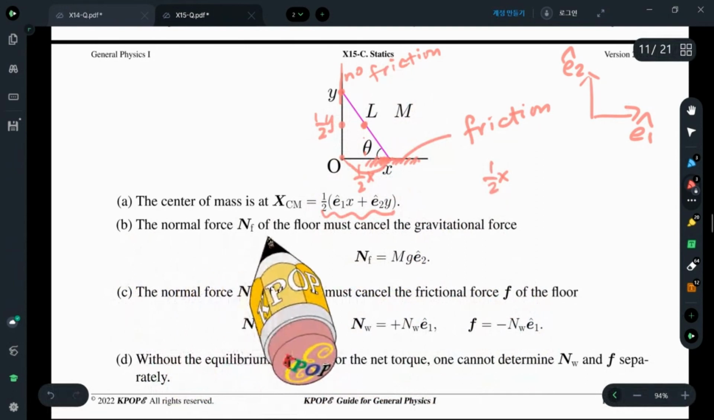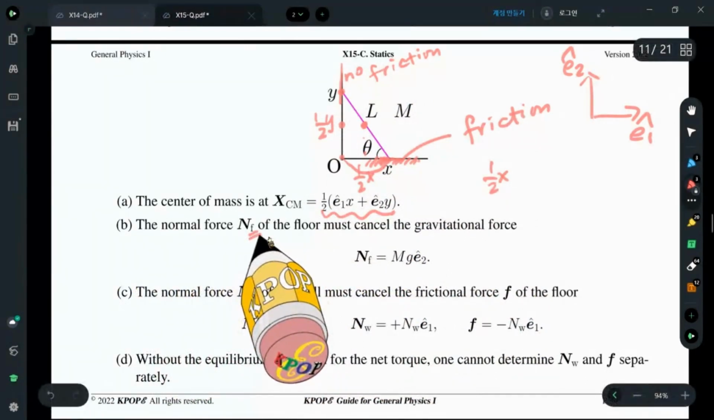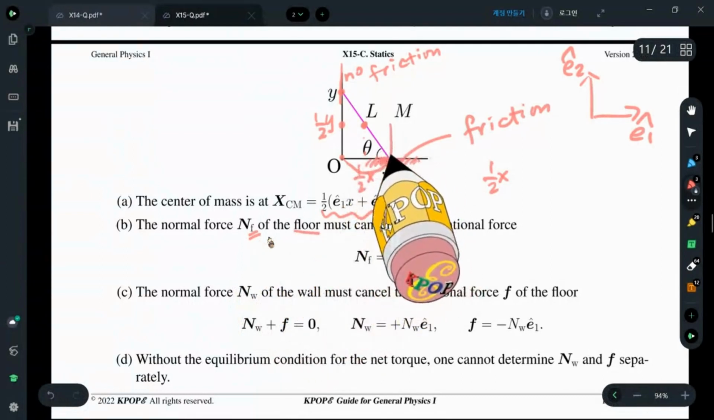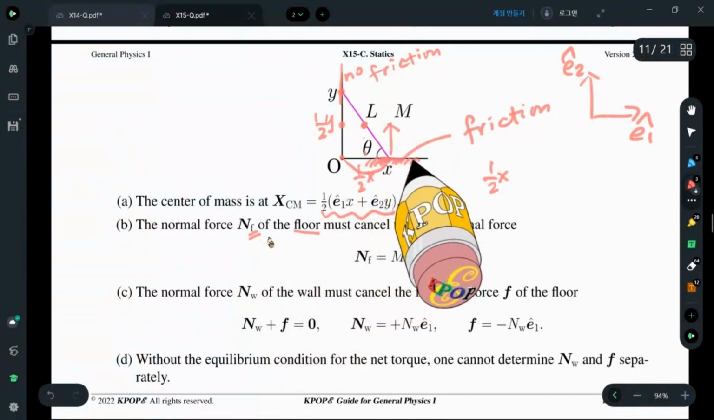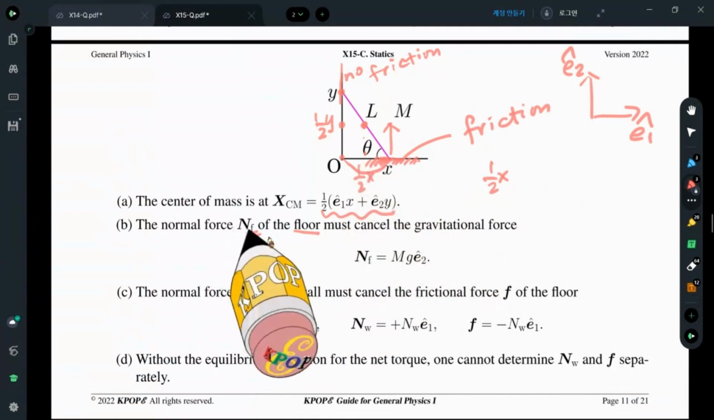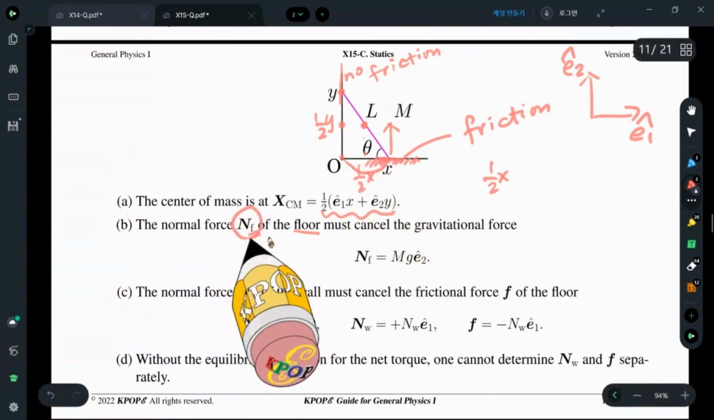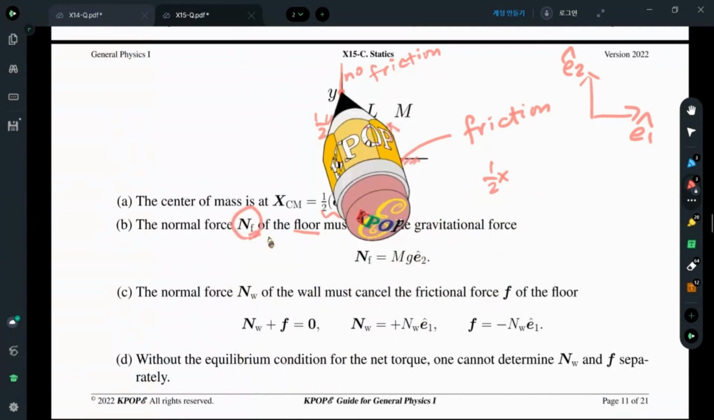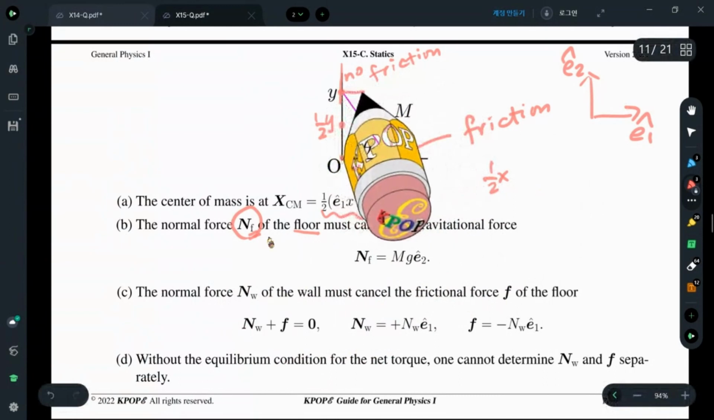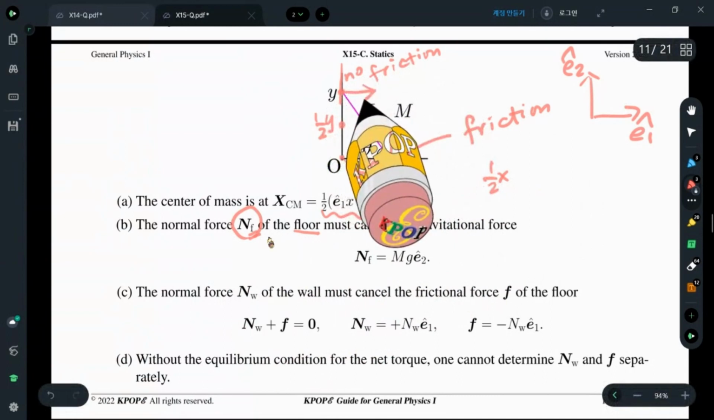B, normal force. F subscript F means it is the floor. There is a normal force on the floor. No friction, so the floor can apply the normal force only. And in here, this wall can apply, because there is no friction, normal force only.